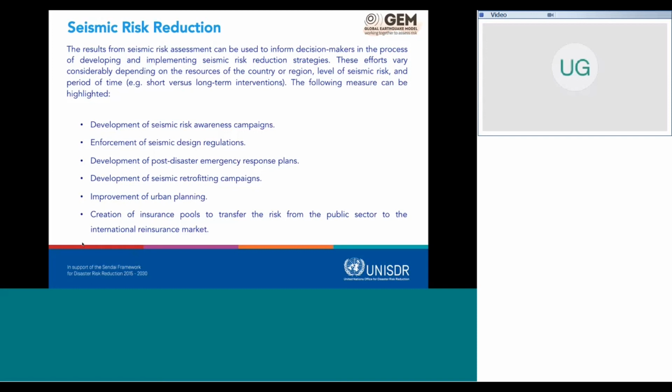Improvement of urban planning, so taking into account, for instance, the shaking that people should be designing for, or making sure that people are not building in places which are more prone to ground shaking or, for instance, secondary effects. And the creation of insurance pools to transfer the risk from the public sector to the international insurance market. Some very good examples of this are in New Zealand or, for instance, in Turkey, in which it's no longer the public sector that has the burden of the recovery.